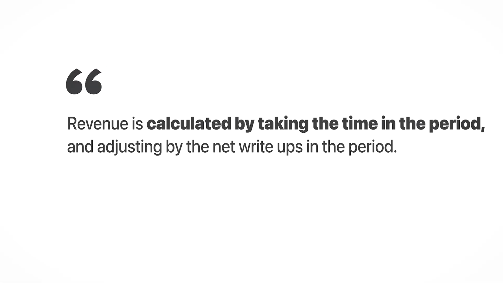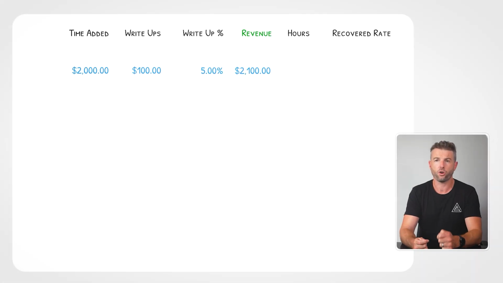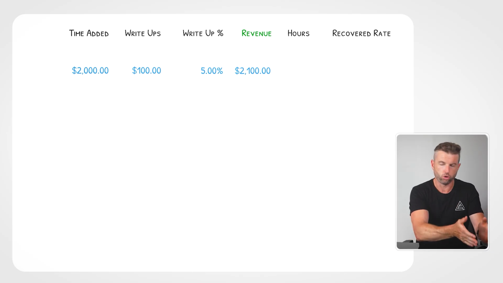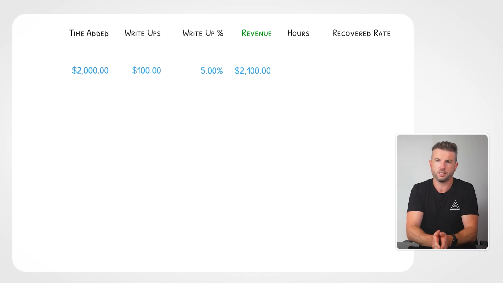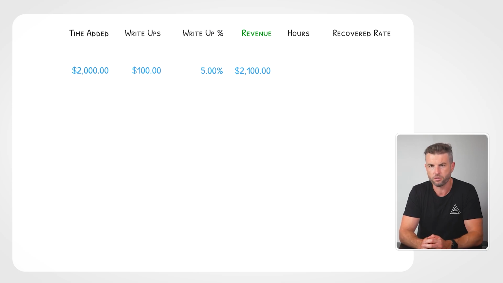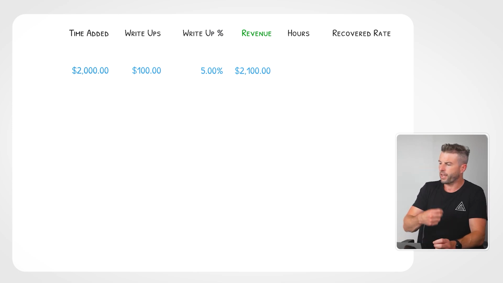Now, revenue is calculated by taking the time within the period and adjusting by the net write-ups in the period. So it's not the same as invoice. The reason for that is because invoices don't always fall in the same period in which we do the work. So if we have a client invoice for $10,000 one month and there's no time in that month, how do we attribute that revenue to the time? We can't. So instead, we take the billable work done and adjust by the net write-ups and write-offs recognized within that period. And that's how we calculate our revenue. So it's very important we understand that.